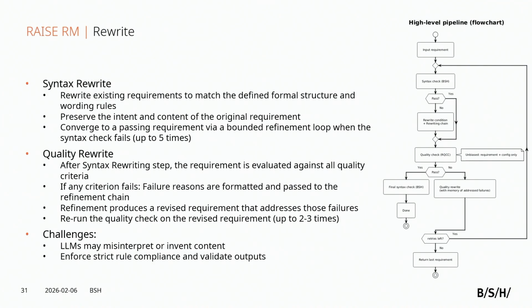And for that, we have basically implemented a loop where the requirement is checked against our syntax and then quality check. The outcome of that check is also put into the prompt to rewrite the requirement, and then we loop it again. So it's a bounded refinement loop where we run through the syntax and quality checks again and again. We also found out that for syntax check, after 5 times, if you still don't have a correct requirement, there's something else wrong with it. So we stop the loop after 5 times for the syntax check.